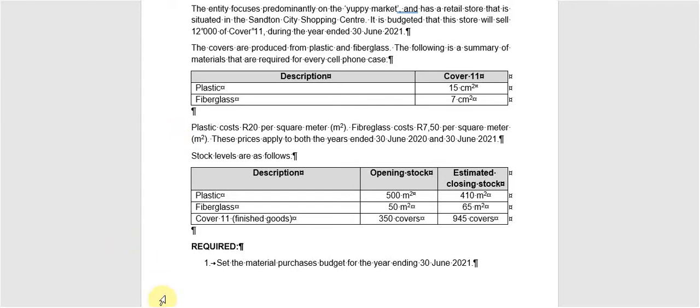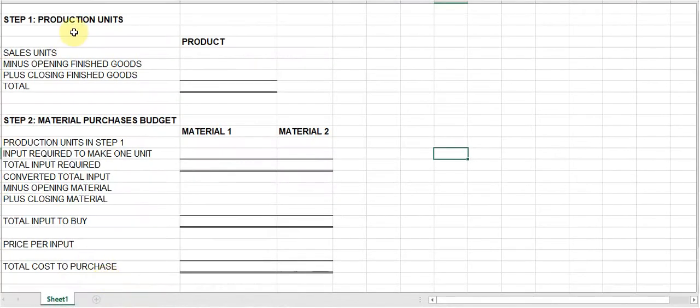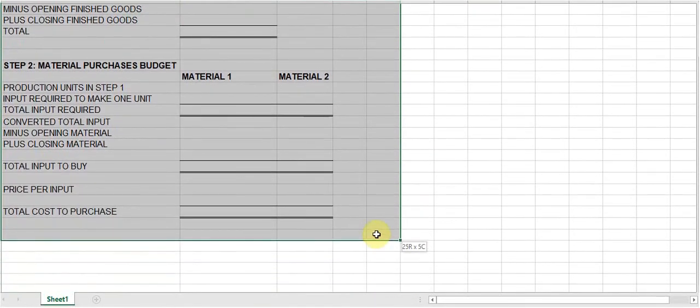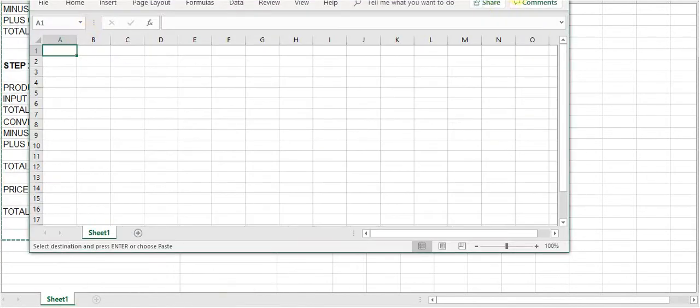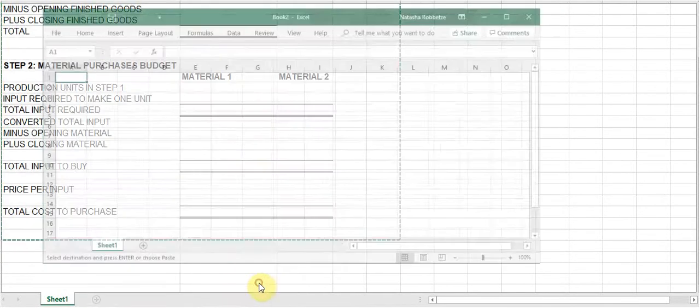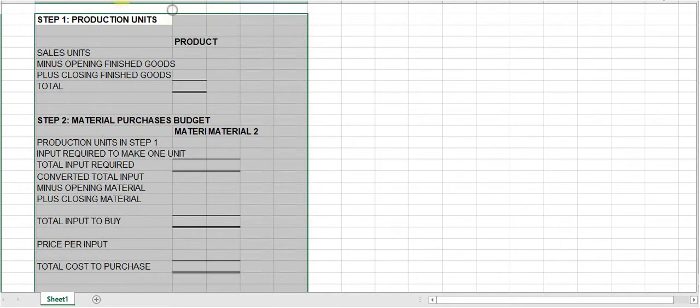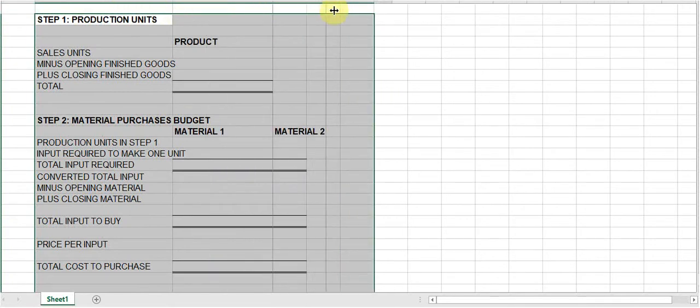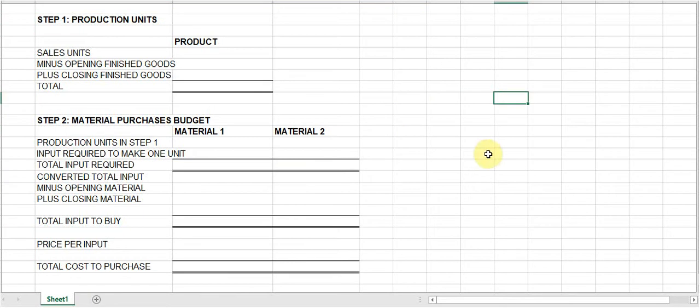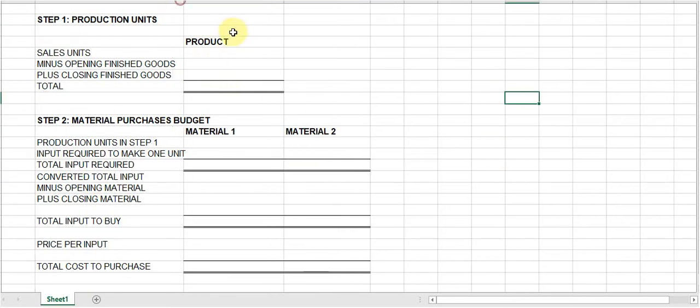2021. Again, I'm going to start with my template. I'm literally copying it onto my memo that I am going to type. We start with our production units, and then we need to complete in step 2 our material purchase budget. Our product now is called the Cover 11, which is what we are producing, and we have 2 materials: our plastic and our fiberglass.